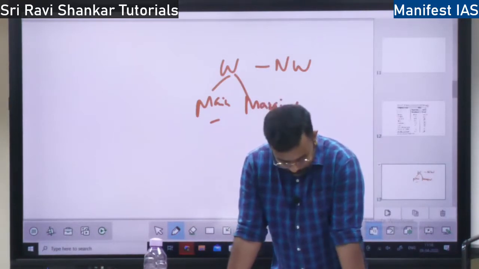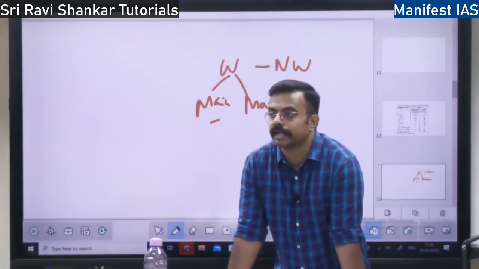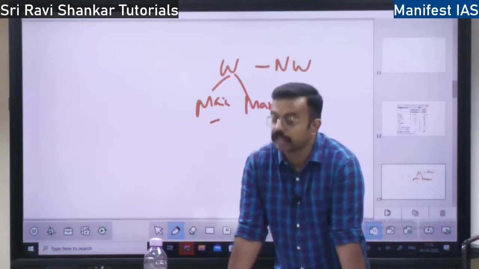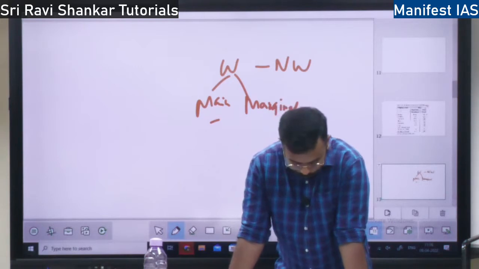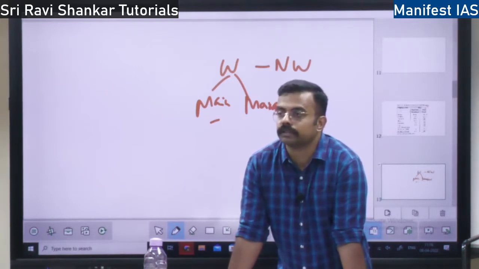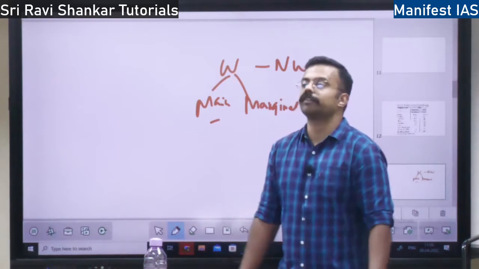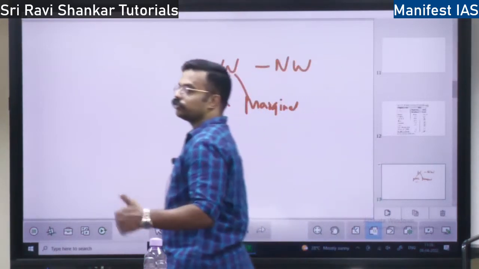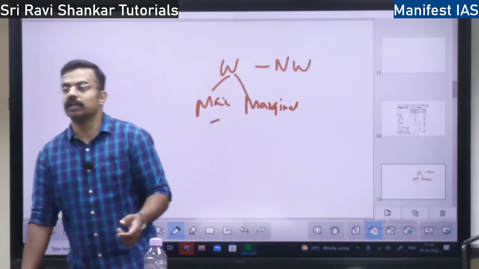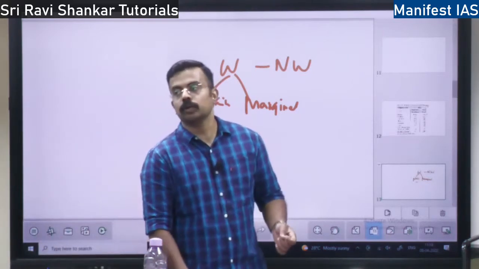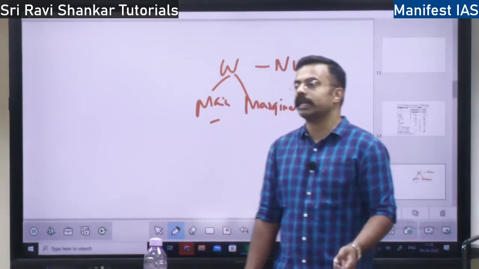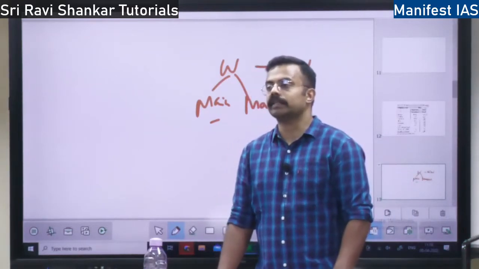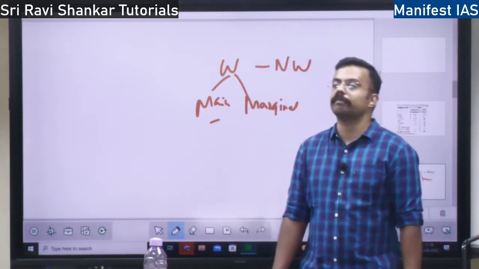So when it comes to migration, there are two types. One is lifetime migration. What is lifetime migration? If your place of birth is different from your place of enumeration, that is, you are born in Bihar and your enumeration is taking place in Bangalore, then you qualify to be a lifetime migrant. So how many people are there? With respect to lifetime migrants, 30% of Indians are lifetime migrants.